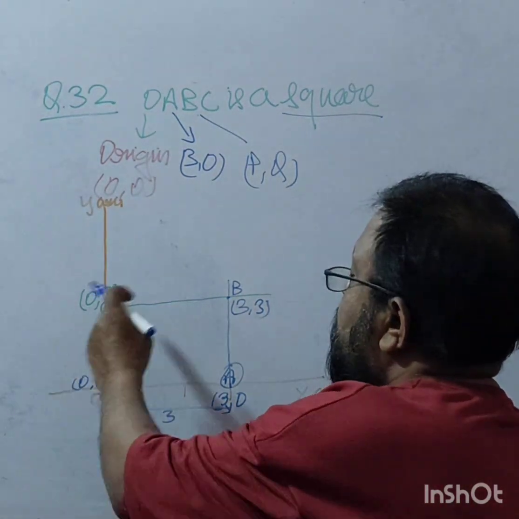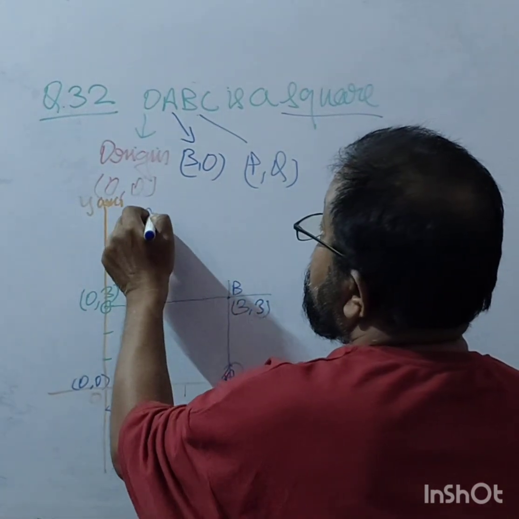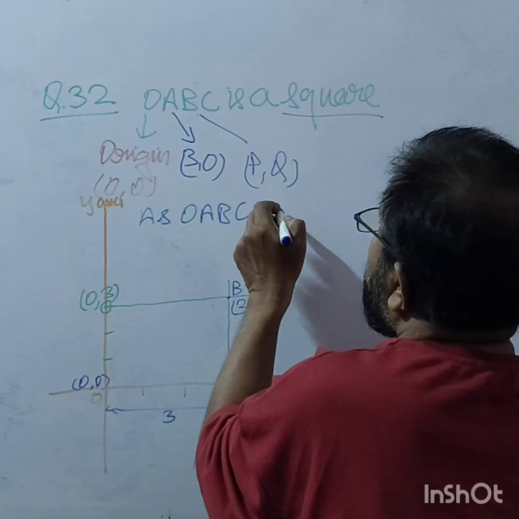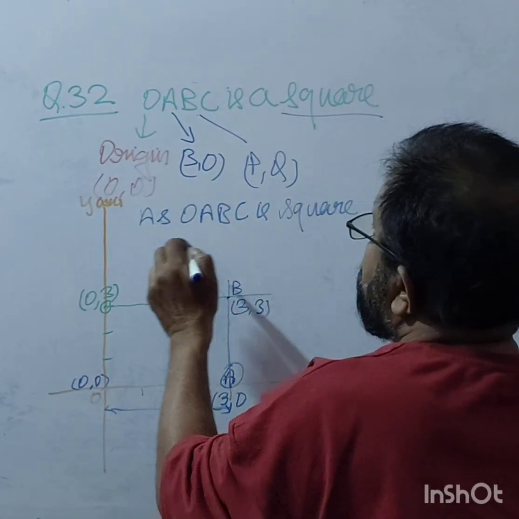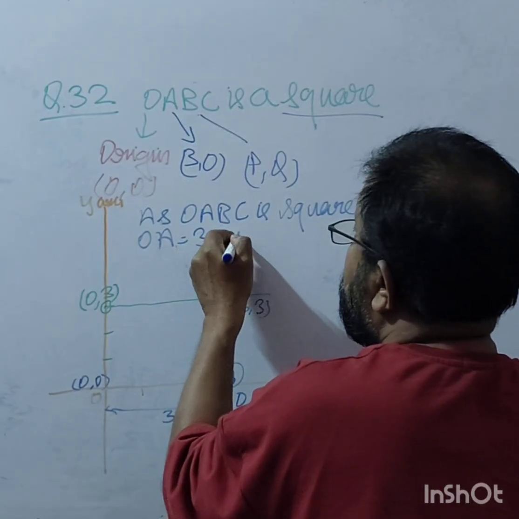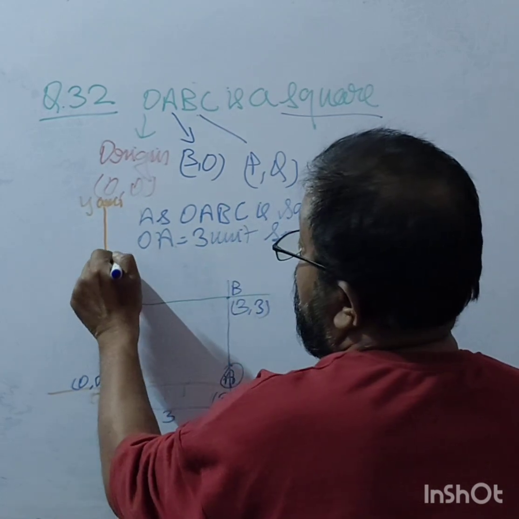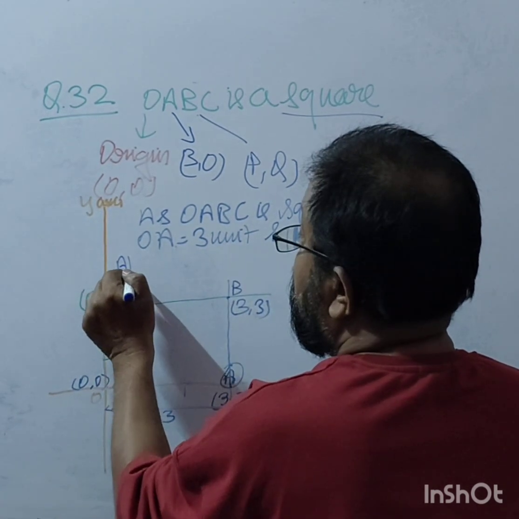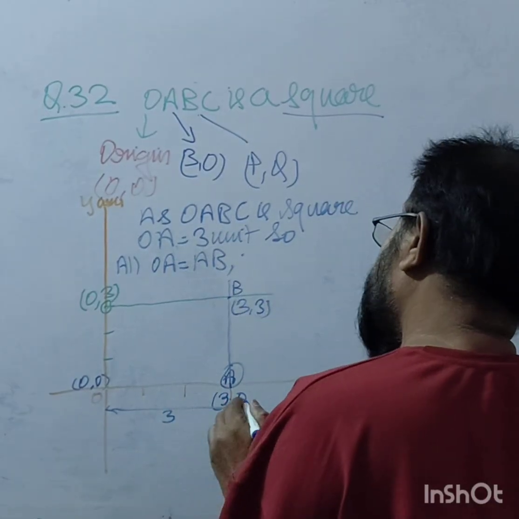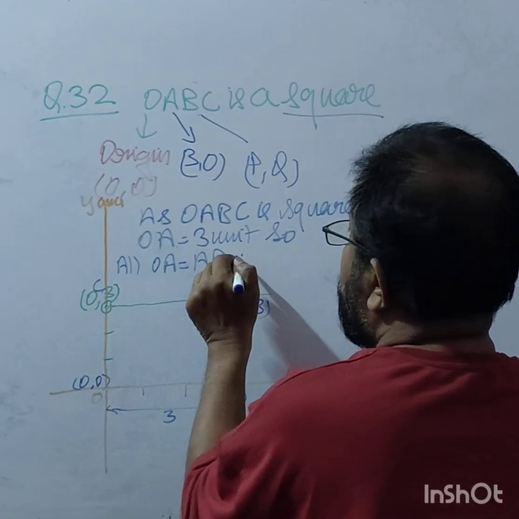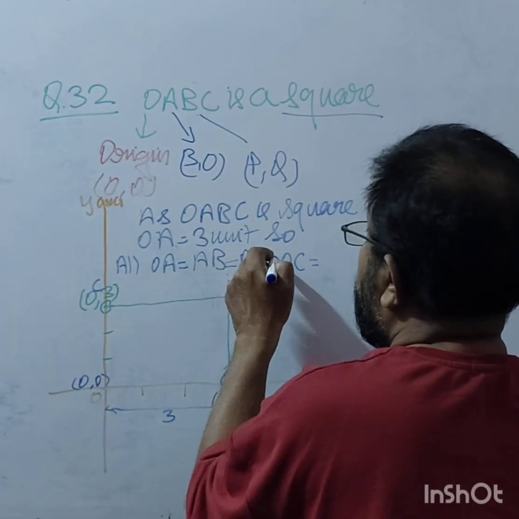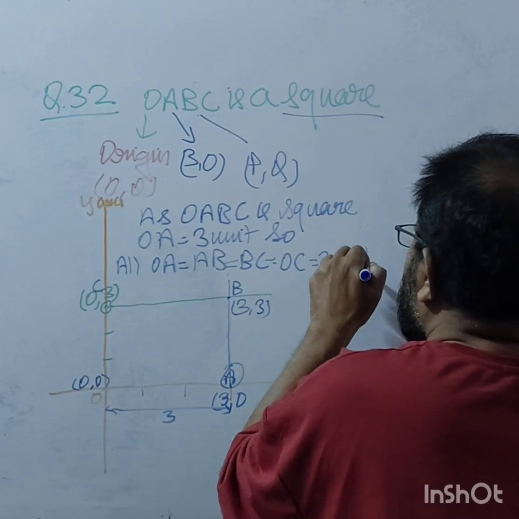Now OABC is a square, so OA is equal to 3 units. All of OA, AB, BC and OC will be of 3 units, right?